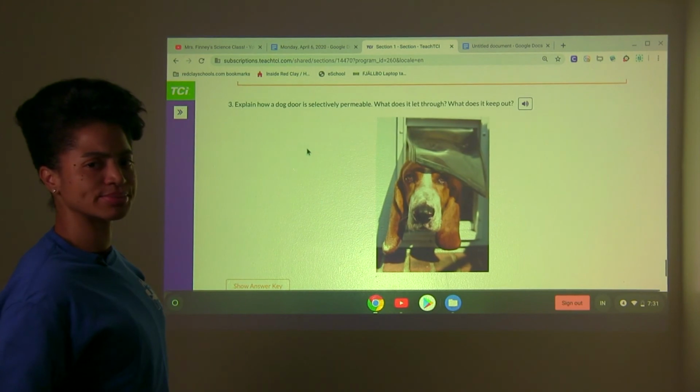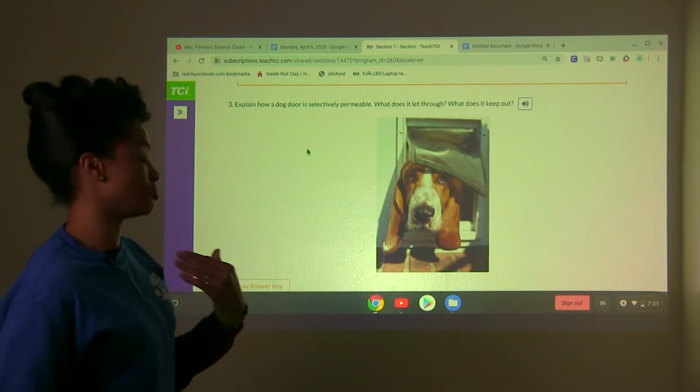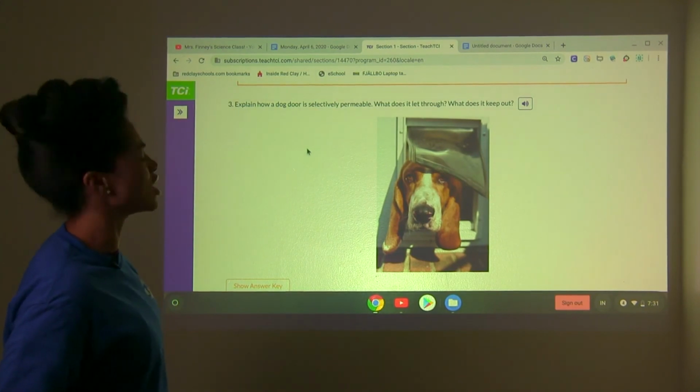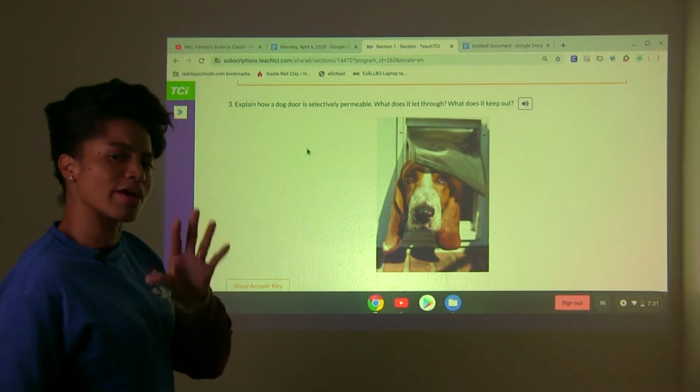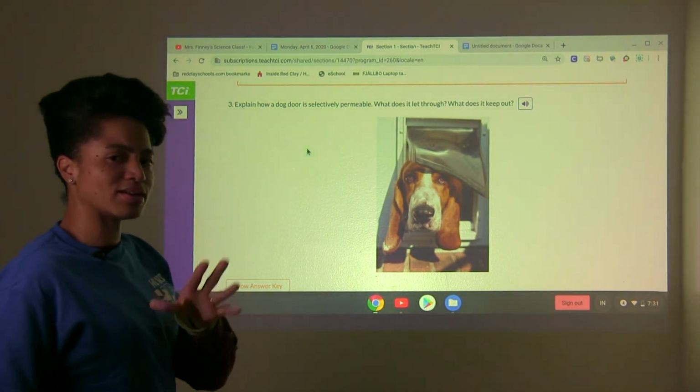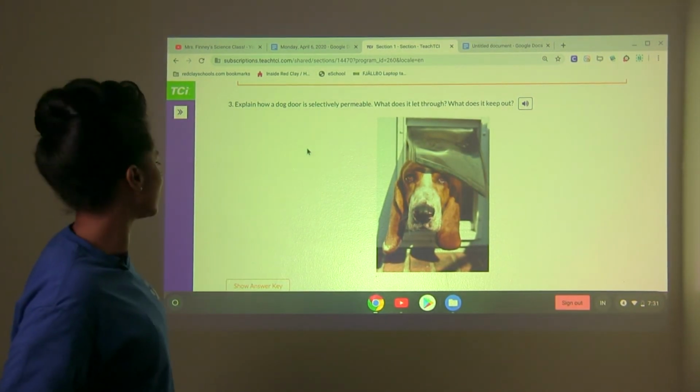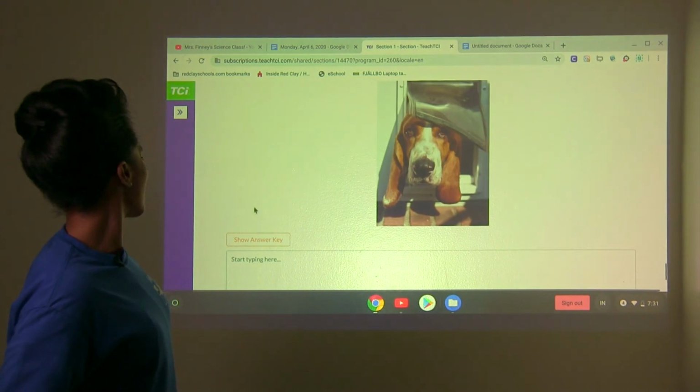Do you have a dog at home? I don't, but just asking, just curious. You can leave that in the comment section. If you do, what's your dog's name? If you don't have a dog, do you have a pet at all? What's your pet's name? Please leave that in the comment section. We'd love to know.